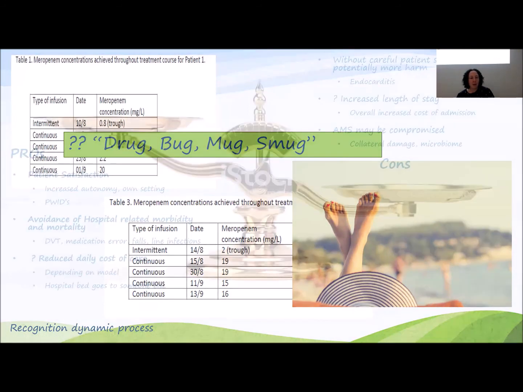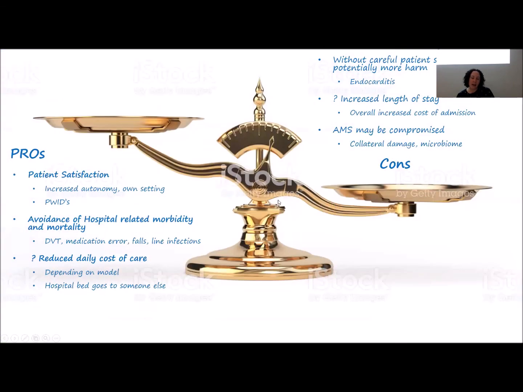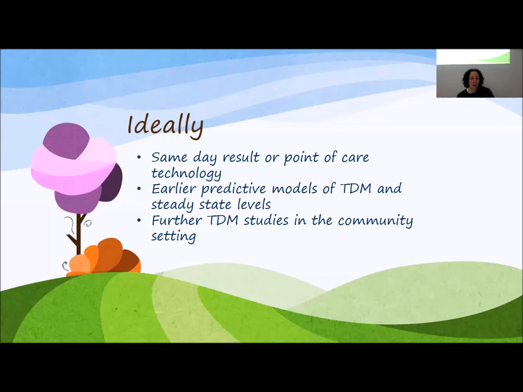There are many pros and cons of putting people onto HIF and OPAT services. And I think TDM in the setting of non-stable antibiotics allowed us to give patients the benefits of HIF and OPAT in the community setting without the disadvantage of giving them inadequate drug levels due to potential instability of the drug. If you ask me what my Christmas list would be, ideally we would have same-day result or point-of-care technology and the ability to respond to that. We'd have earlier predictive models of TDM and steady-state levels, and we'd also have further TDM studies in the community setting, so we'd have greater understanding.